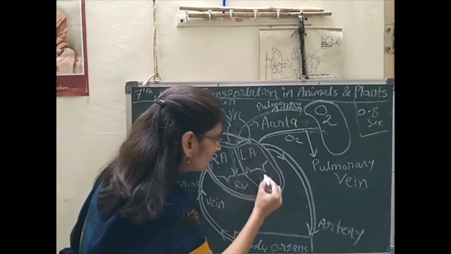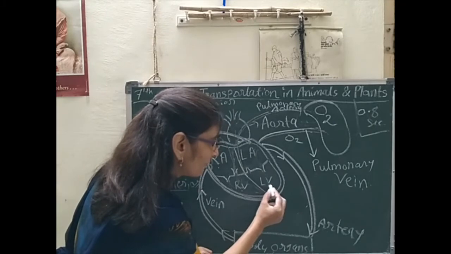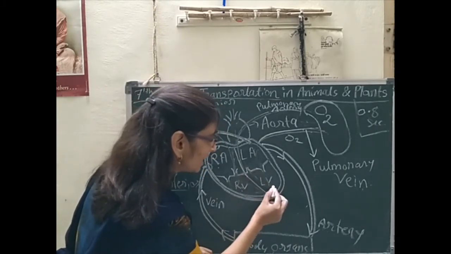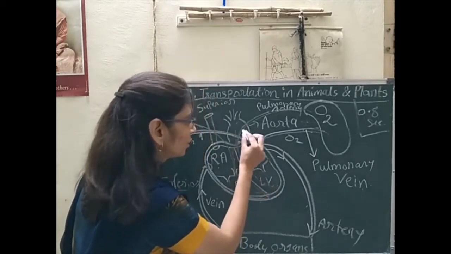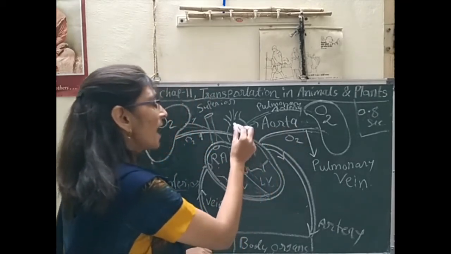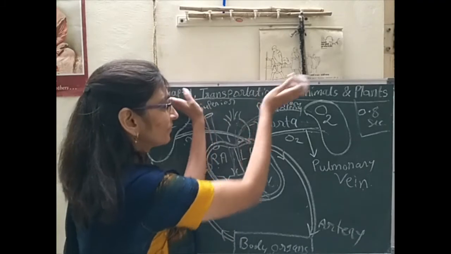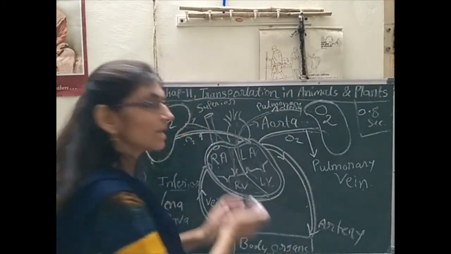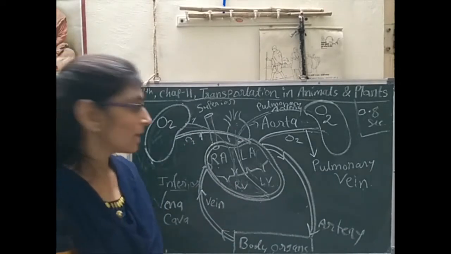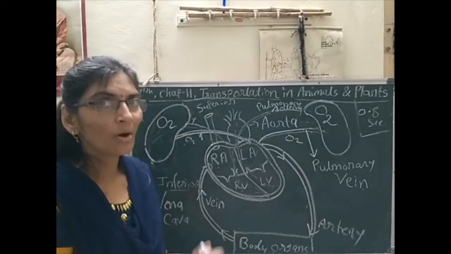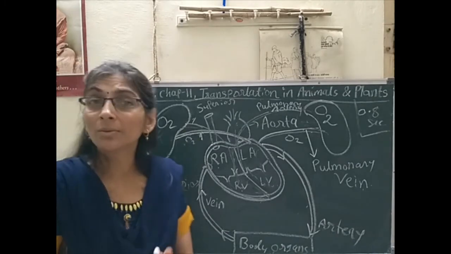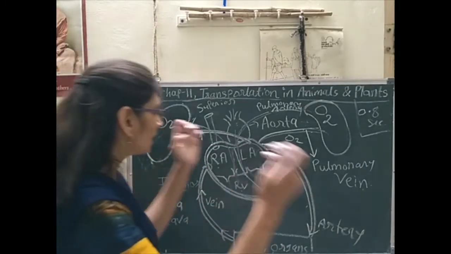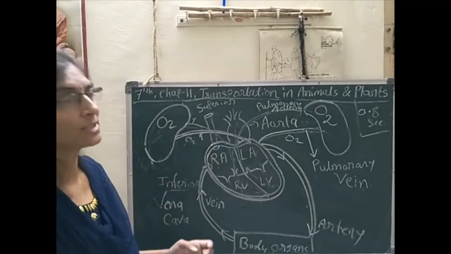From the left atrium it enters into the left ventricle, and from the left ventricle the oxygenated blood is pumped out towards the aorta. From the aorta the blood will circulate and go towards the body organs. In this manner our body organs get oxygenated blood. Now our body will use that oxygen. Then after using, the blood again becomes deoxygenated.